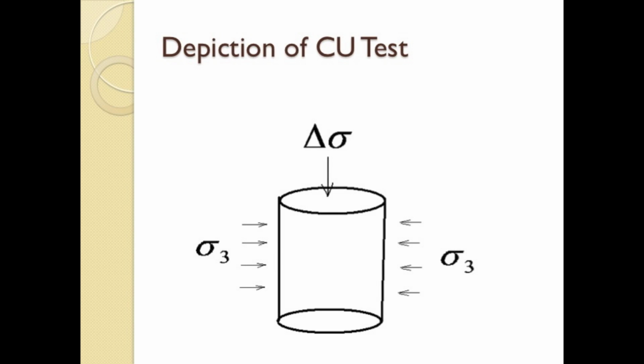Here is a simple depiction of the test. A confining stress or chamber pressure is added to the sample through sigma 3. An axial stress, delta sigma, is added through the bottom platen, rising as in the unconfined triaxial test, until the sample undergoes failure. The main difference between the unconfined triaxial test and the consolidated undrained triaxial test is the sidewall pressures. This helps emulate actual field conditions.